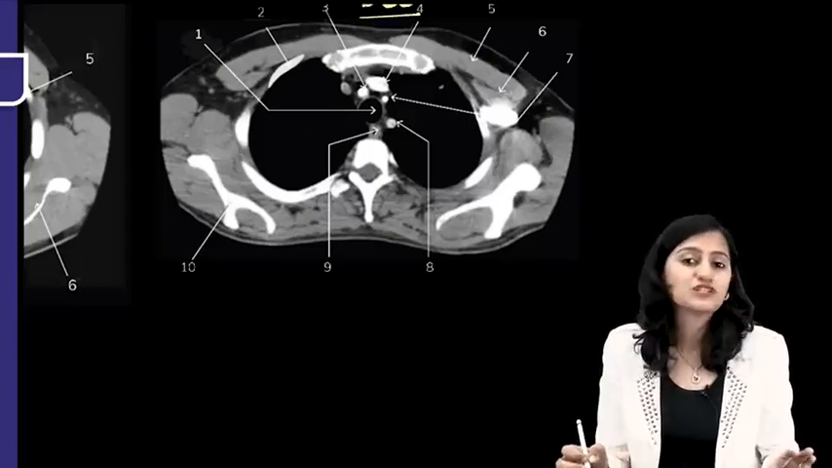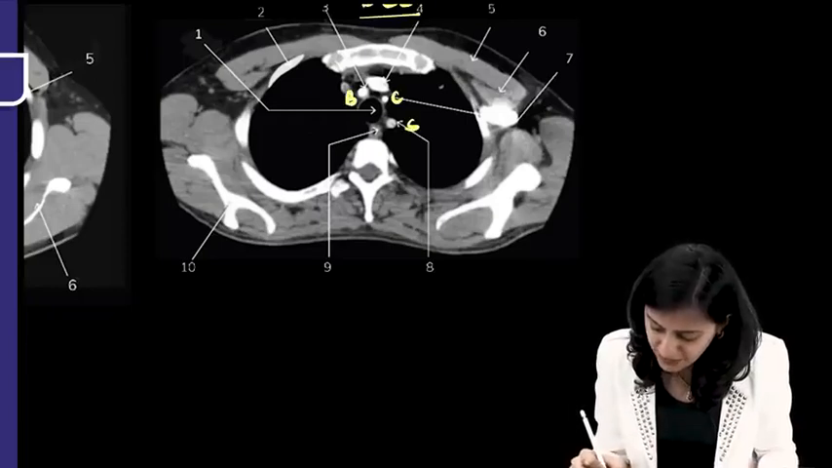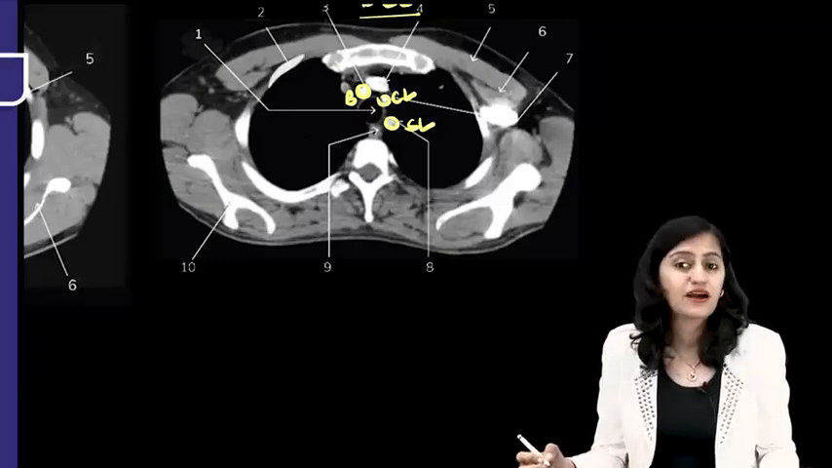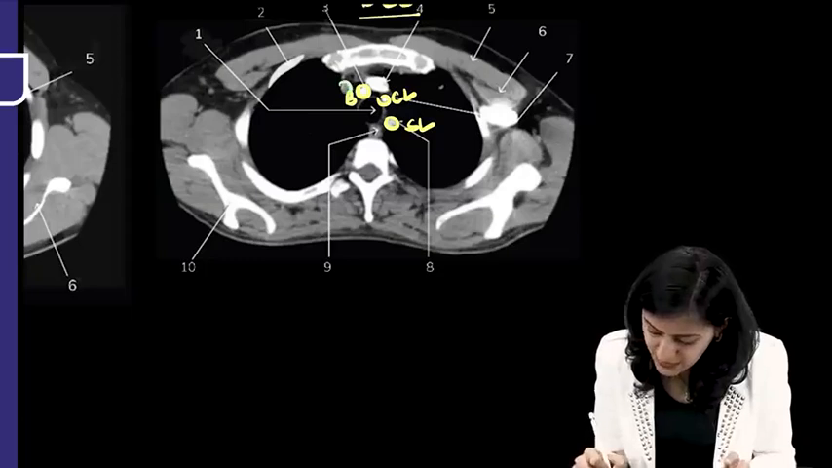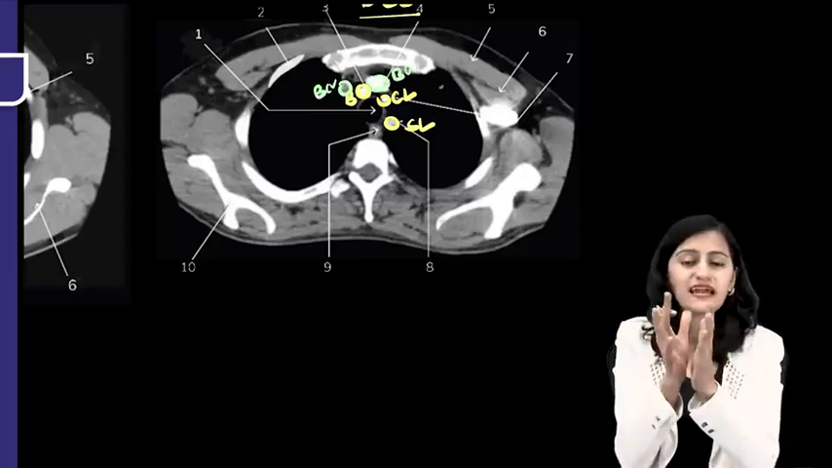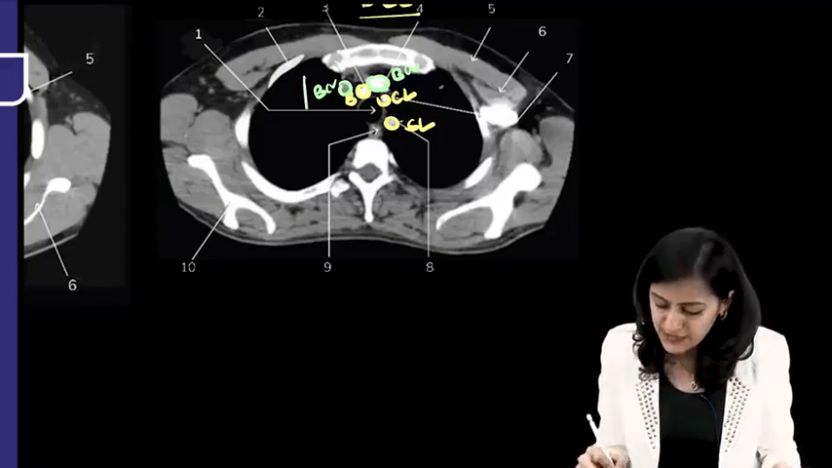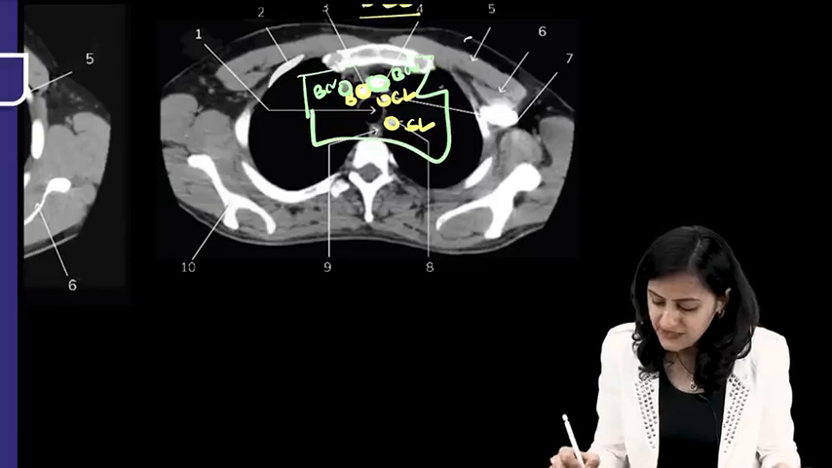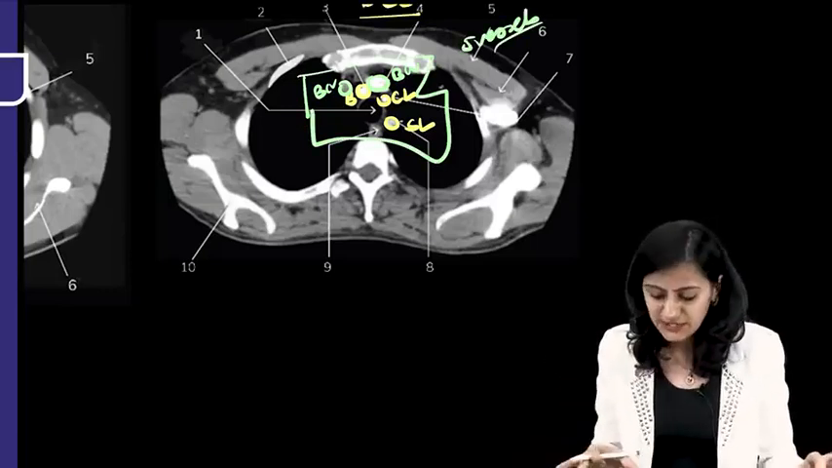From right to left, what are the branches of arch of aorta? BCS. Remember, Bachelor of Computer Science. So we have BCS, the brachiocephalic trunk, the left common carotid and the left subclavian artery. It's not the right side. In front of these, the two vessels that we have, these are the brachiocephalic veins, which will unite and form the superior vena cava. So the two brachiocephalic veins. So basically, these are the 5 vessels that we are seeing here. This is the 5 vessel section in the CT chest.